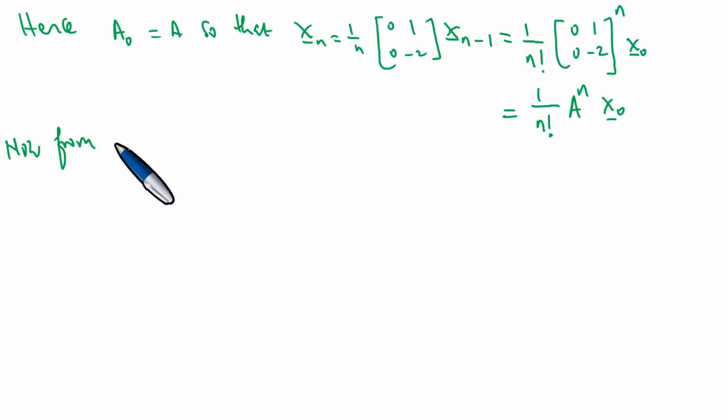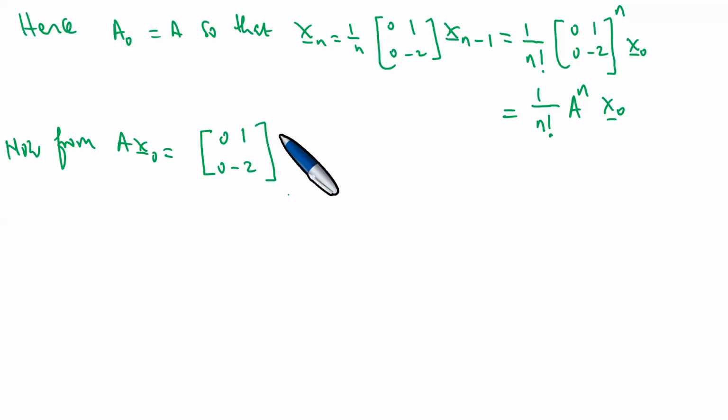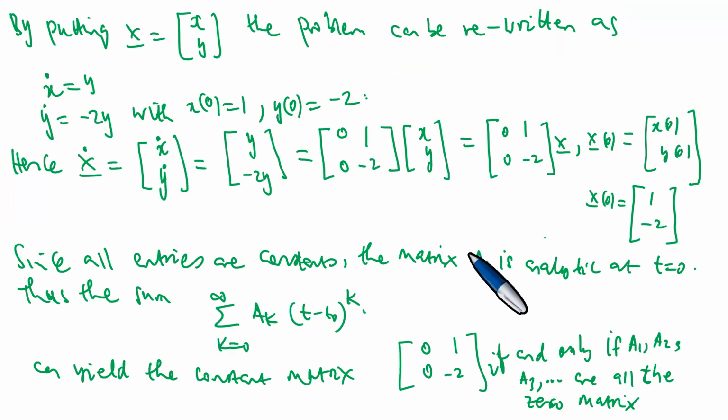When it comes to the power series method, you need to be very, very observant in the following manner. What is the matrix A? It's 0, 1, 0, minus 2. Now, this matrix x0 is 1, minus 2.